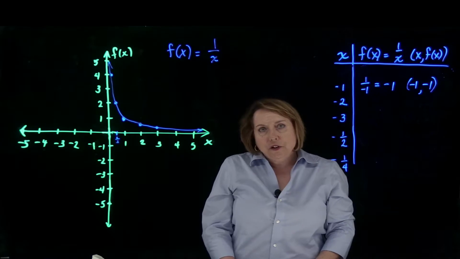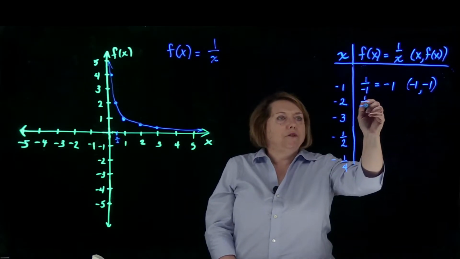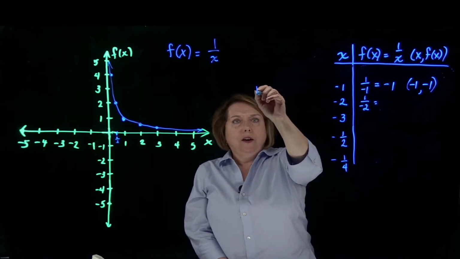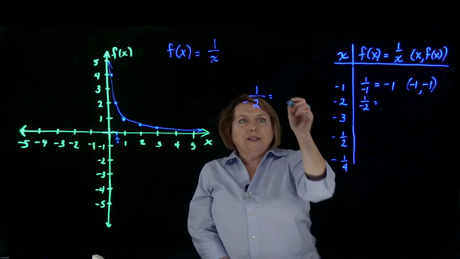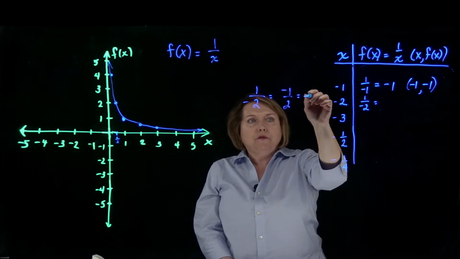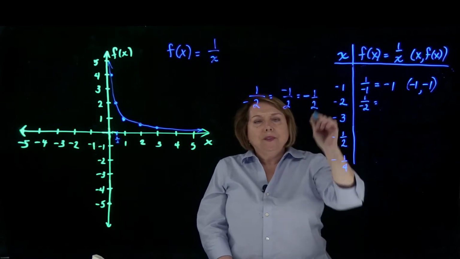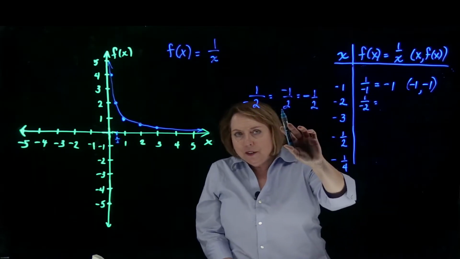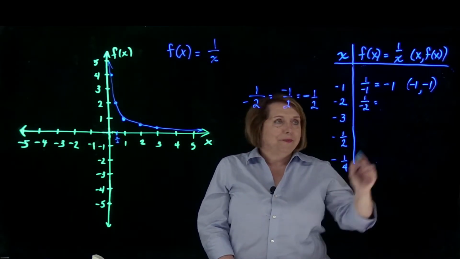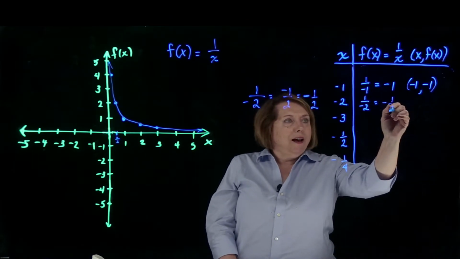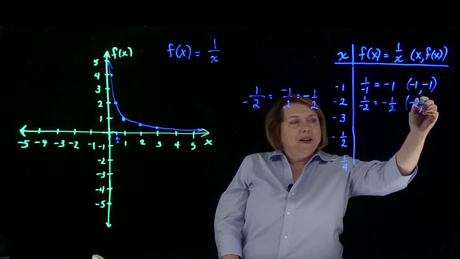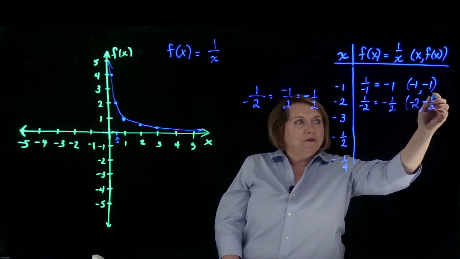If x is negative 2, we'll have 1 over negative 2. Remember that with a fraction, when we have 1 over negative 2, that's the same thing as negative 1 over 2, which is the same thing as the whole fraction being negative. If the denominator is negative, or the numerator is negative, it means the whole fraction is negative. So this is negative 1/2. If x is negative 2, f of x is negative 1/2.